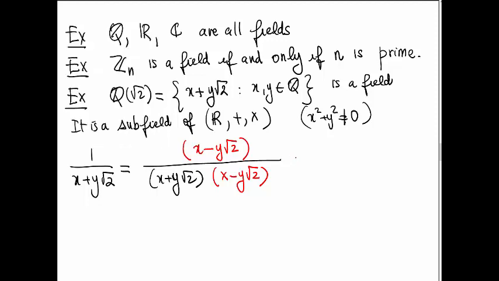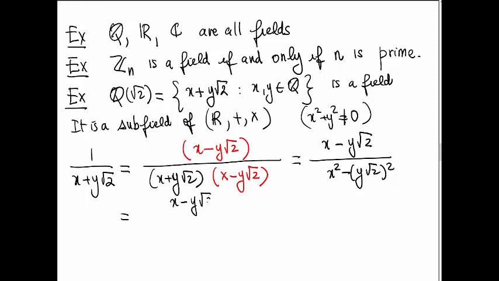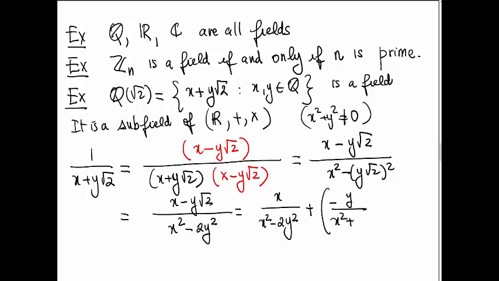And the fact that on the denominator we have a difference of 2 perfect squares, so it will be x squared minus y square root of 2 squared, over x minus y square root of 2. And this is x minus y square root of 2 over x squared minus 2y squared. And so this will give us x over x squared minus 2y squared plus negative y over x squared minus 2y squared times square root of 2.